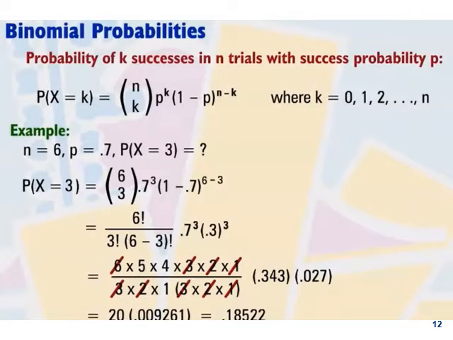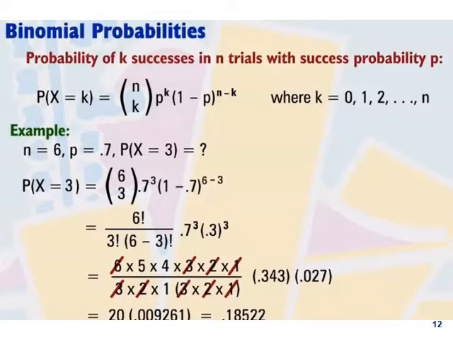So now we know our formula, and we will understand it by an example. Binomial probabilities: the probability of K successes in N trials with success probability P. So the probability X equal to K equals N choose K, P power K, 1 minus P power N minus K, where K can be any whole number, that is 0, 1, 2, 3, 4 up to N.